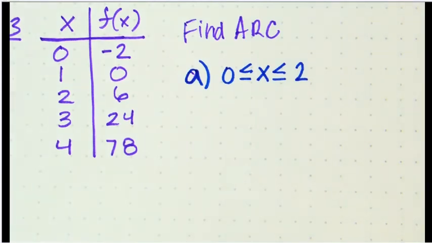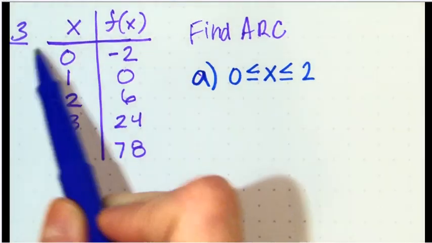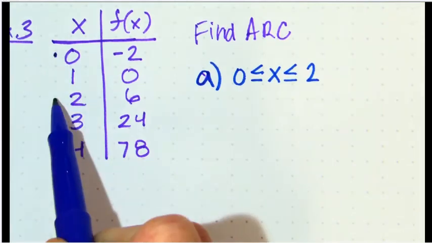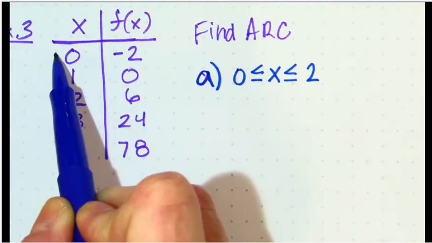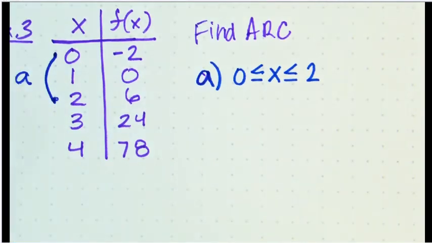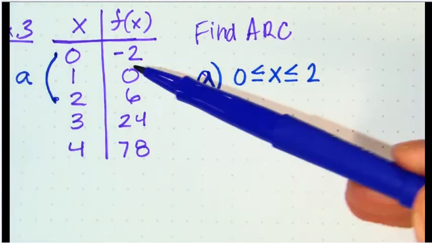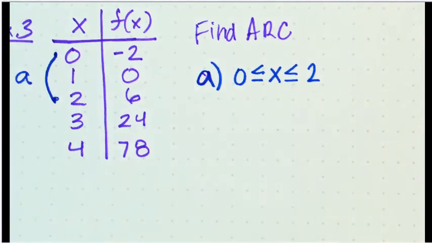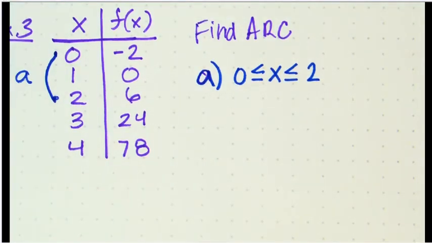So this is saying I want the average rate of change when the x values are between 0 and 2, including 0 and 2, right? So that means I'm starting when x is 0 and ending when x is 2. So these are the 2 points of interest for part A. Now I do have a point in between, but I'm not worried about that point because our points of interest are the 2 end points. Okay, so the points at each end are the ones that I'm going to use to find my average rate of change.